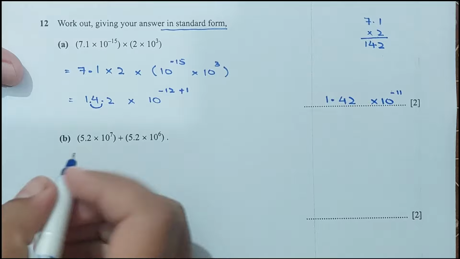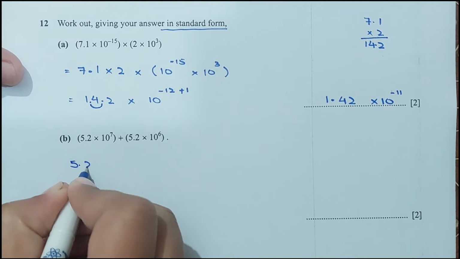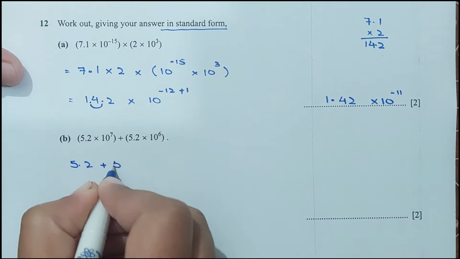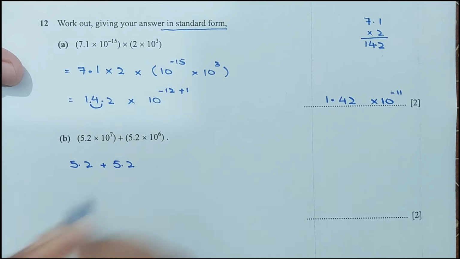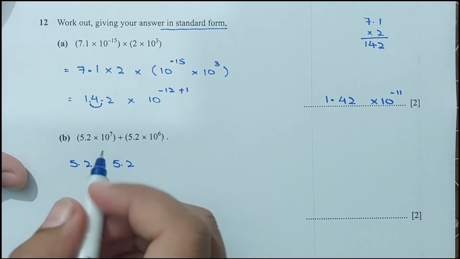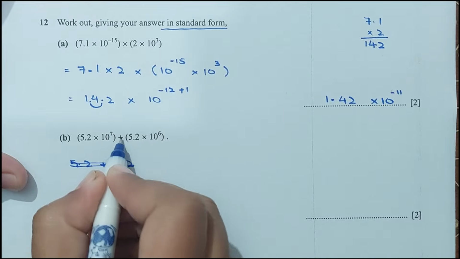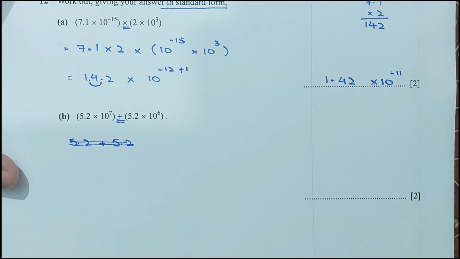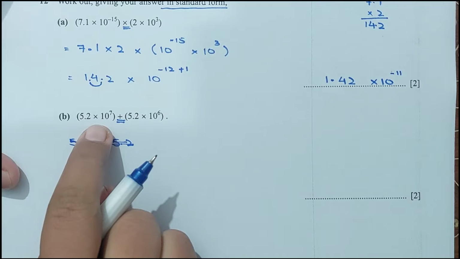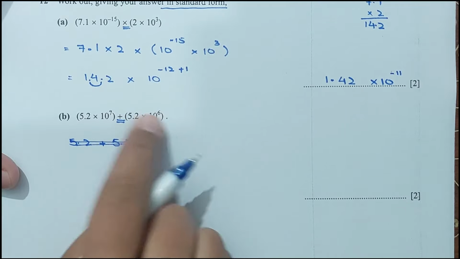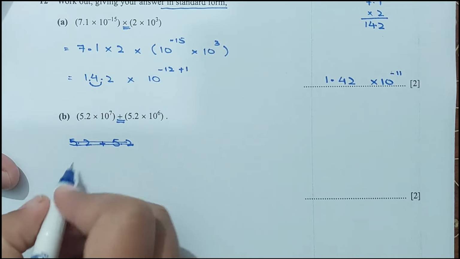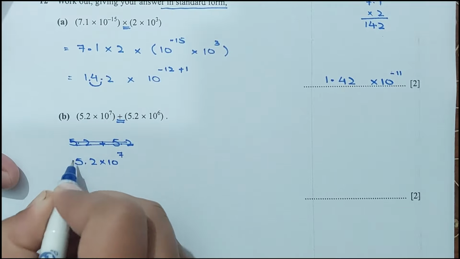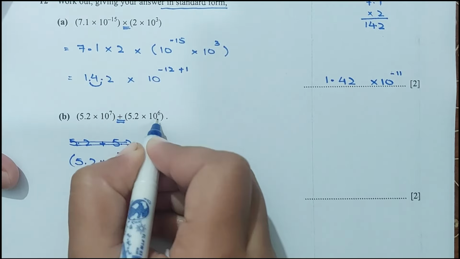Moving to part B, it's an addition. So we can say 5.2 plus 5.2. Okay, so for this, it's in addition. I thought it was in multiplication. The first one is in multiplication, so we can do it. Okay, so I can make the same exponents, right? So it is 5.2 times 10 to the power 7, plus the other exponent.